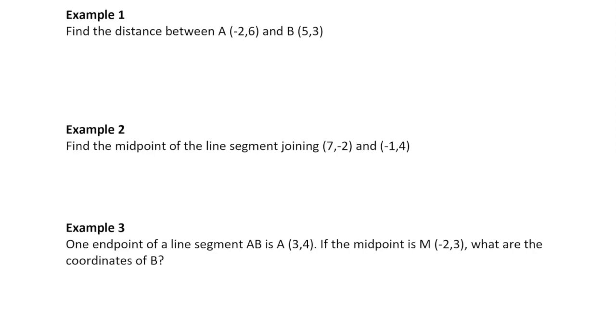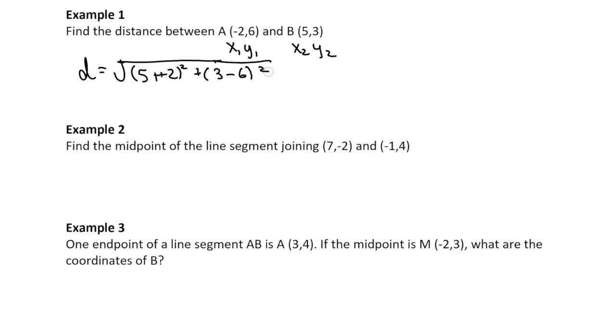To find the distance between these two points, what I usually do is label this as x1, y1, that's my first point, and x2, y2, that's my second point. Then we could write this out and say d equals the square root of, and we know that we're going to subtract the x's from each other. So we could say x2 minus x1 squared plus y2 minus y1 squared, like that.